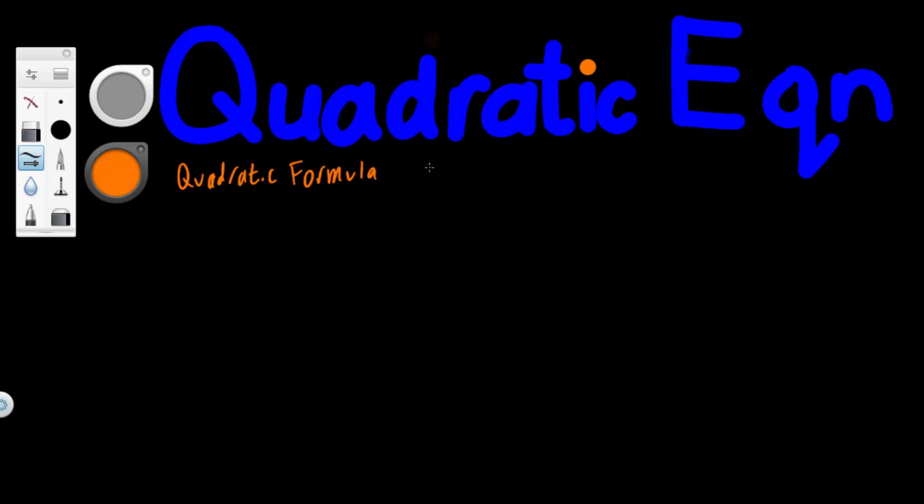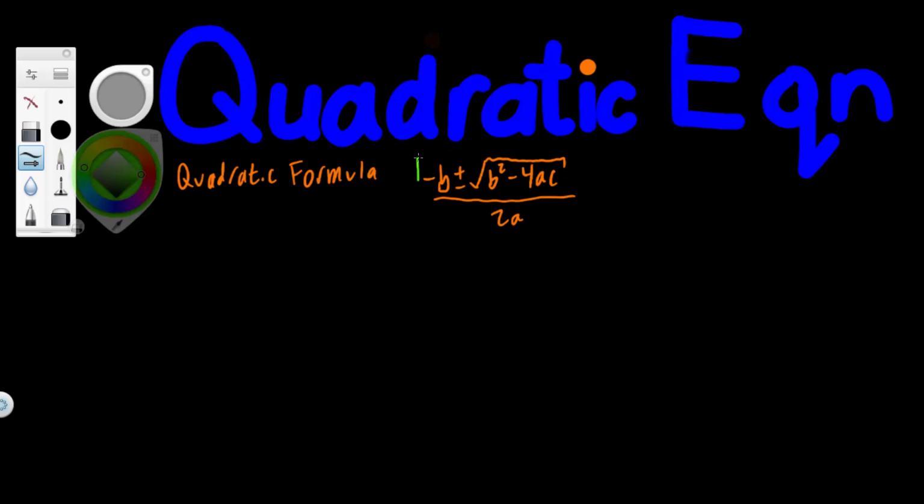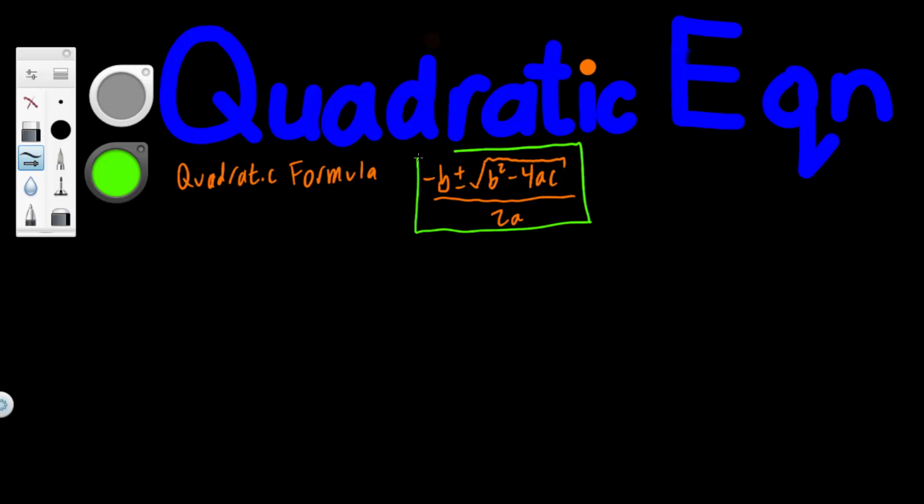The quadratic formula is negative b plus or minus, and really we're going to end up doing both. And then this is called the discriminant. We've got b squared minus 4ac, and that's just a times c there. This is all divided by 2a. This is the quadratic formula right here.